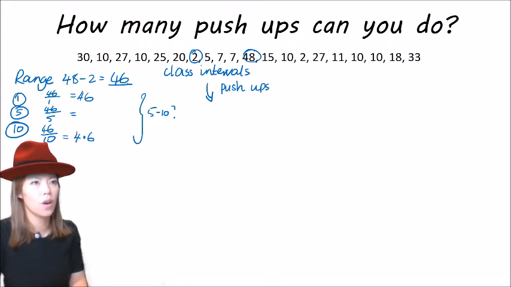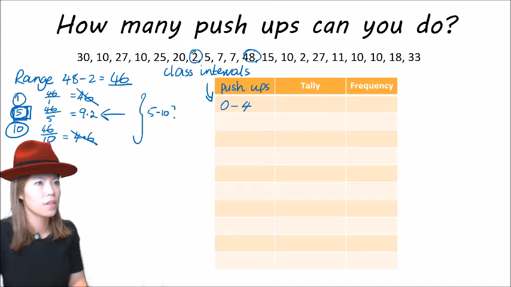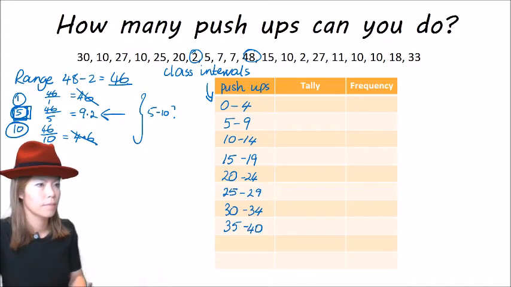And take note that I always do the 10 first because when I go to 46 divided by 5, I can just double that to get 9.2. So the value that is between 5 and 10 is 9.2. 46 too big, 4.6 too small. So we're going to go by intervals of 5. For the first interval, we're going to put 0 to 4 because 0 to 4 is 5 values. 0, 1, 2, 3, 4, not 5. 5 is in the next interval, and so on.